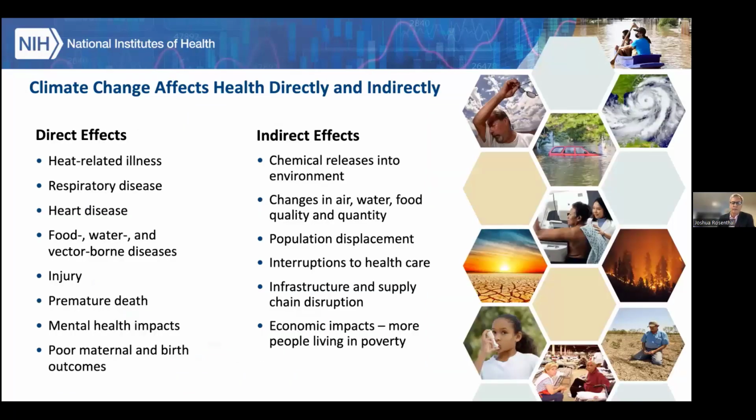Let's step back a little bit to what we think the health effects are likely to be. And we're categorizing generally in two buckets. Direct effects being things like heat-related illness, respiratory diseases, heart disease, food and water-borne and vector-borne disease, injuries, premature death, mental health impacts, and poor maternal and child health. And then there's a group of very complex indirect effects that take place through interactions of climate with the socioeconomic infrastructure, including healthcare and supply chains, things you're hearing a lot about these days, and importantly, poverty and socio-environmental interactions.